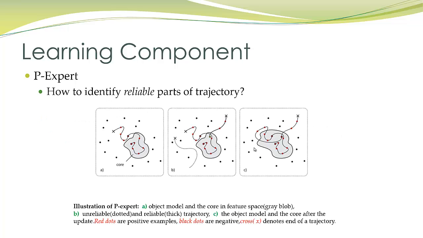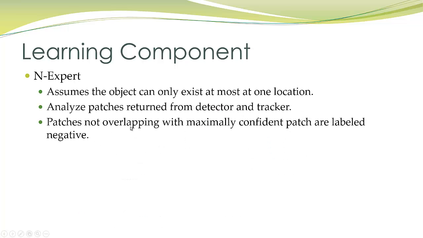The working diagram is like this. First, you have a couple of points, which are positive examples, and you add a new example to this training set, and the P-expert is going to help identify the reliable path of this trajectory and correct the wrongly classified results and add it to the positive training set. And the N-expert does the opposite.